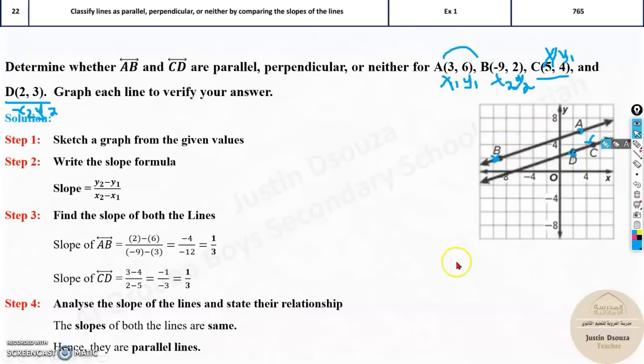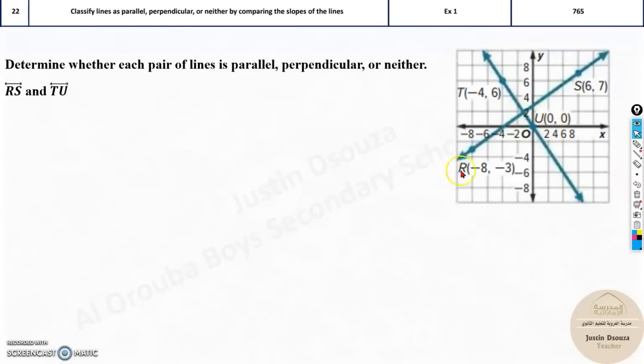But you're not selecting the answers. You have to write the answer. You need to do the steps: the rough graph, write the slope formula, use the slope, and then solve it. This is the method. So this is the example one. That's it. But let's go to another type of problem, just to see more problems, if it's perpendicular or neither.